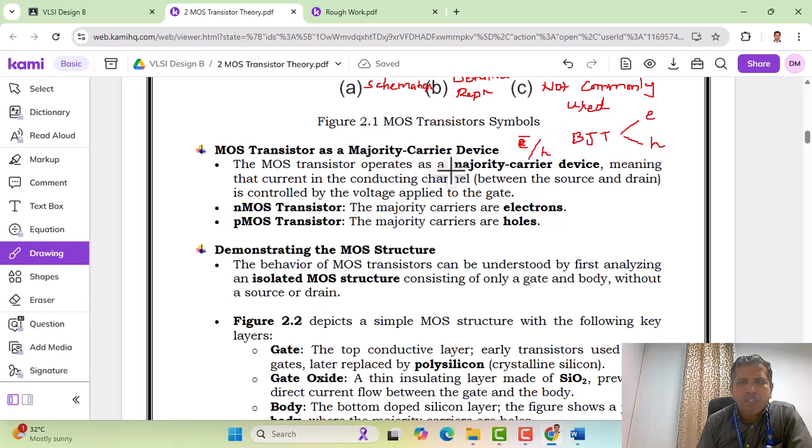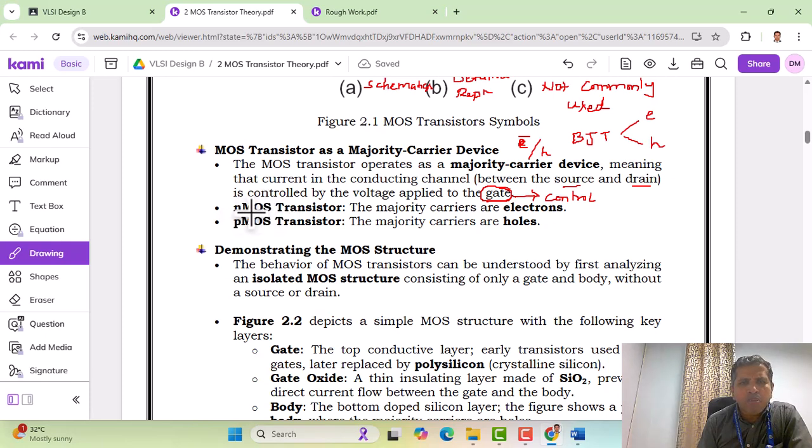The MOS transistor operates as a majority carrier device, meaning that the current in the conducting channel, that is between the source and the drain, the movement of charge carriers from the source to the drain, is completely controlled by the voltage applied to the gate terminal. So the gate terminal serves as a control, and using the gate terminal, the current movement from the drain to the source can be made minimum, or it can be varied depending on the voltage that we apply at the gate terminal. So the gate works like a control terminal. That's how the MOSFET operates.